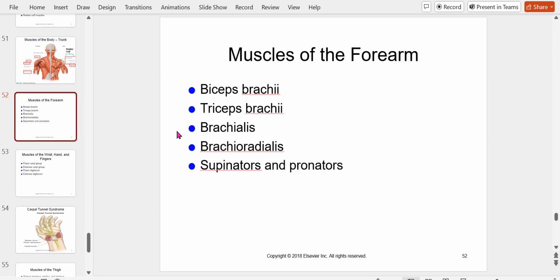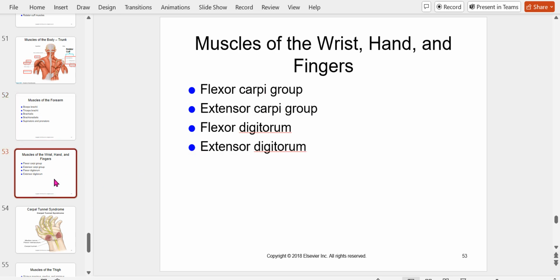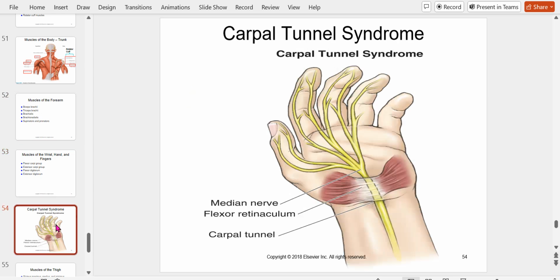Muscles of the forearm: biceps brachii, triceps, brachialis, and all these ones here. I don't want to get too crazy into all of these. You guys could have a look at them here. And what I really wanted to show you here was carpal tunnel syndrome.